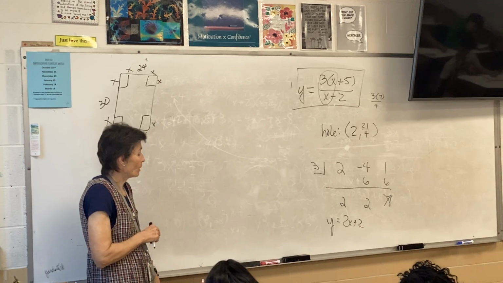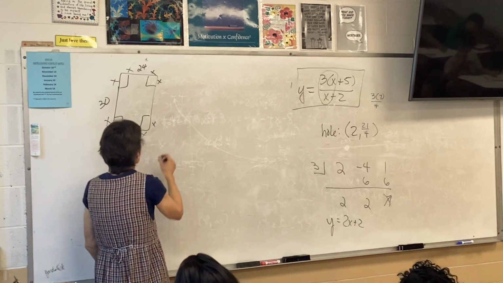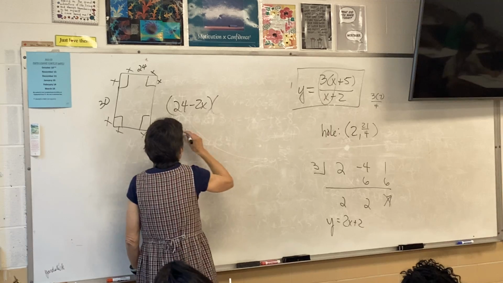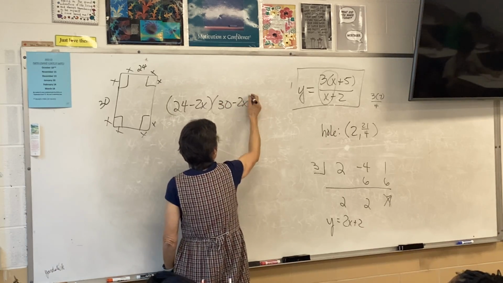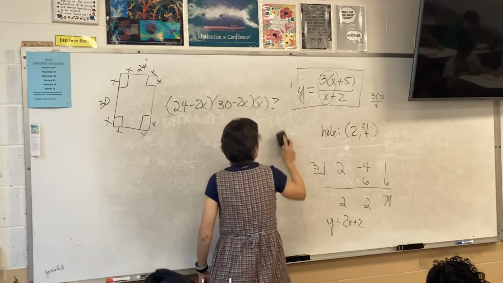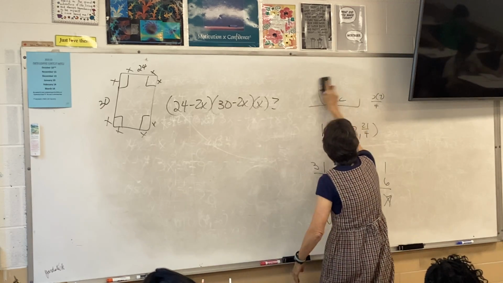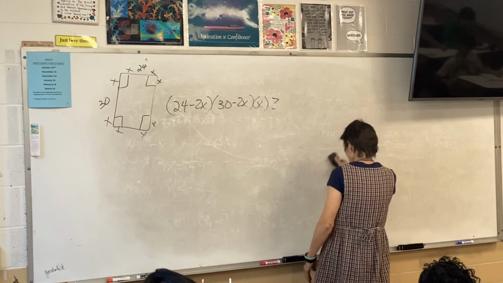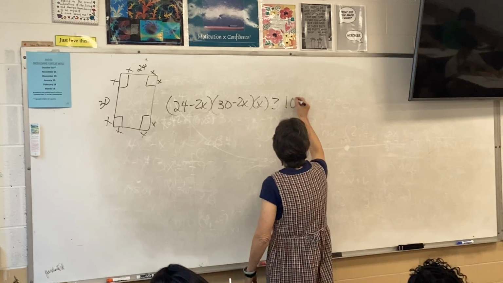What's the equation? What would that be, Peter? 24 minus 2x, and 30 minus 2x, and x, and then greater than or equal to 1,000. Perfect. This is another one that's very similar to the one we did a minute ago on our calculators.